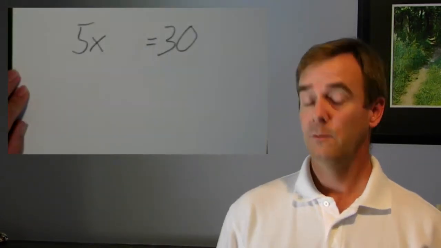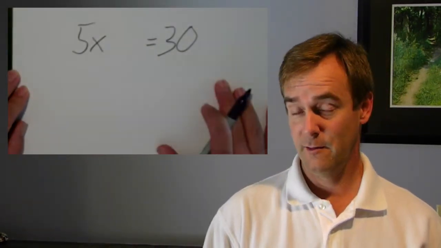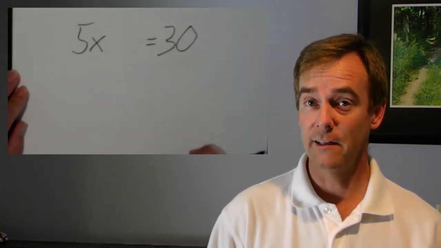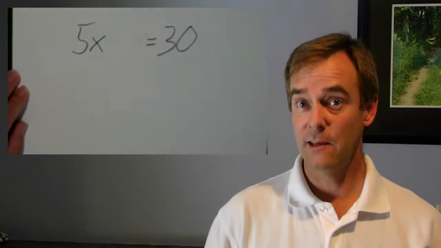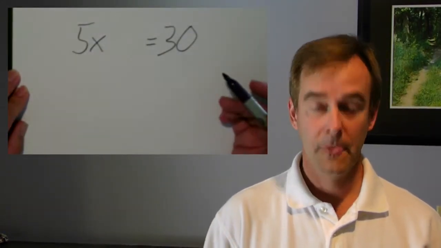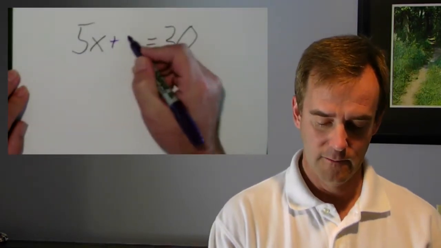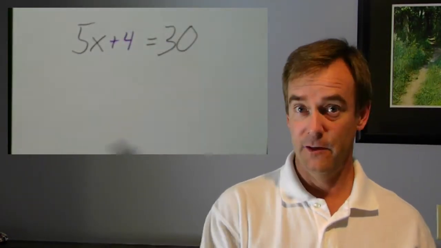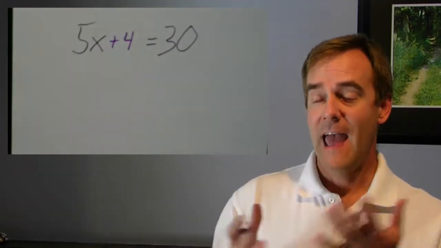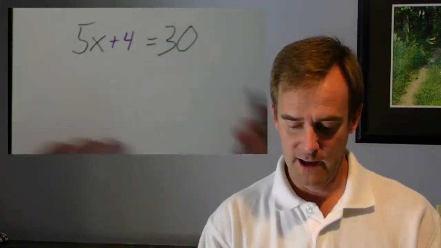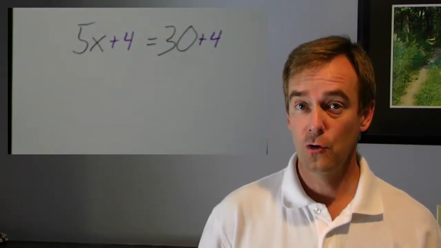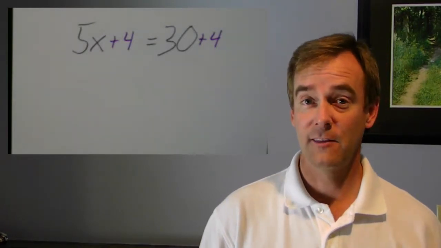Now, the beautiful part of having a relationship like this is that as long as I do the same thing to both sides, the relationship stays true. Let me show you. I have 5x equals 30, just like we saw before. What if I were to add 4 to this side of the scale? Well, the scale's going to go down on that side. It's heavier. But if I add 4 to the other side, the relationship stays true and has the same solution set that it had before.